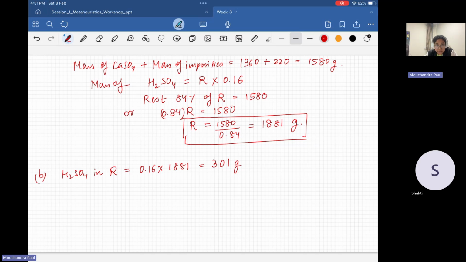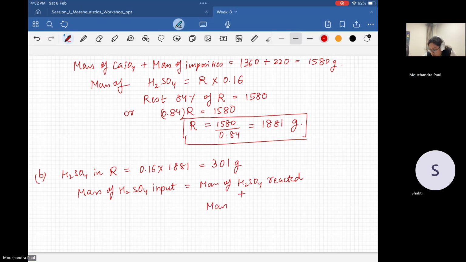Okay. And since S is the total acid solution that we are providing as an input, we have to know how much of the acid is coming out in the cake. That is why we calculated the H2SO4 in R. So mass of H2SO4 input will be equal to mass of H2SO4 consumed due to reaction, that is reacted, plus mass of H2SO4 unreacted, that is in cake. This will be the total input. And this is how we will calculate S as well.